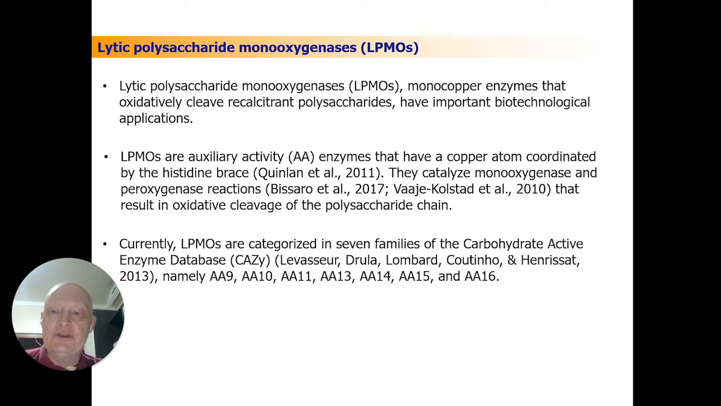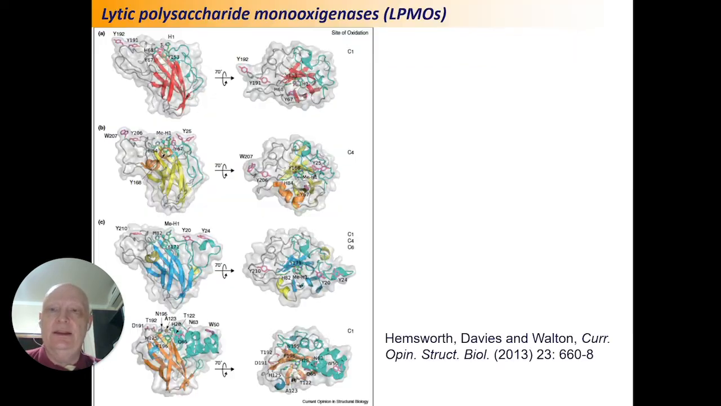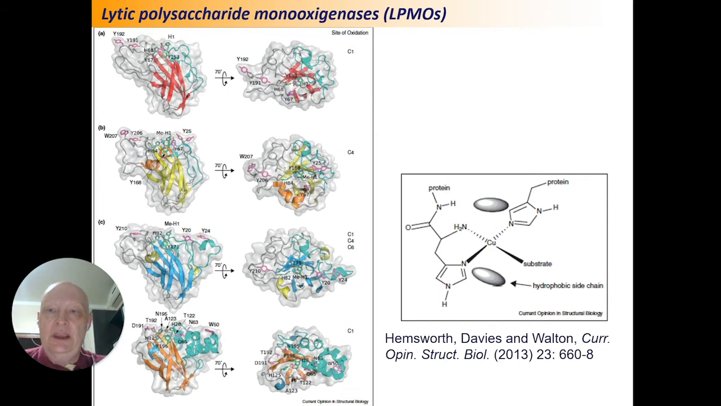LPMOs are classified in several different families in the CAZy database, namely AA9, 10, 11, 13, 14, 15, and 16, and the LPMO we were studying is from the AA9 family. The enzymes are frequently encountered as single domain enzymes, and they're small, very robust and stable, and coordinate the copper atom by, as I said, side chains of the residues. One of them is histidine.